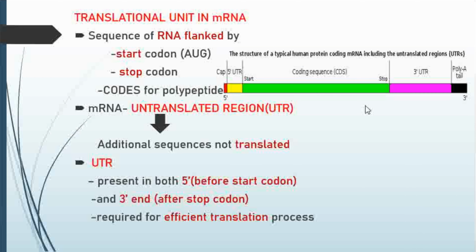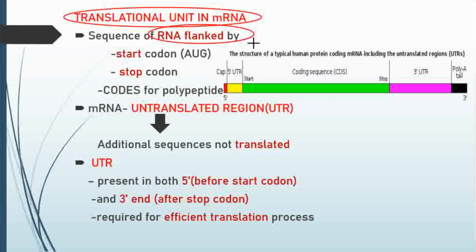Next, let us see the translational unit in mRNA. The transcriptional unit we already saw in the transcription video. So this sequence is flanked on the sides: the start codon, AUG, and the stop codon, which will be in the termination region.